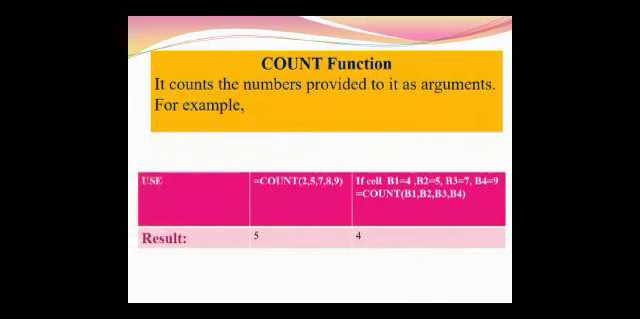Next is the COUNT function. Children, the COUNT function counts the numeric values given in the range, given in the arguments, and it leaves the text entries and the blank entries. So in =COUNT( ), some numbers I have taken, count how many numbers are there. The result will be 5. If cell B1 contains 4, B2 5, B3 7, B4 9 and I use the formula =COUNT(B1,B2,B3,B4), it will count how many numbers are there. There are 4 numbers, which will be given as the result.